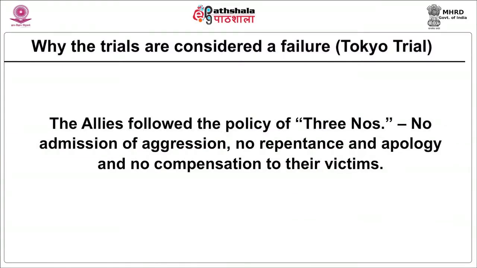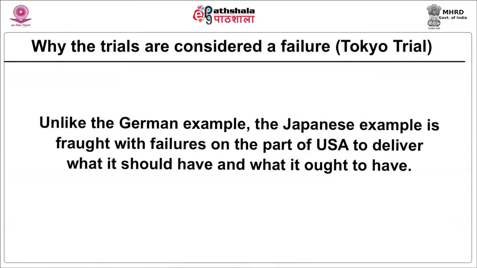In the Tokyo trial, the Allies followed a policy of no admission of aggression, no repentance and apology, and no compensation to their victims. Unlike the German example, the Japanese example is fraught with failures on the part of the United States to deliver what it should have and what it ought to have.